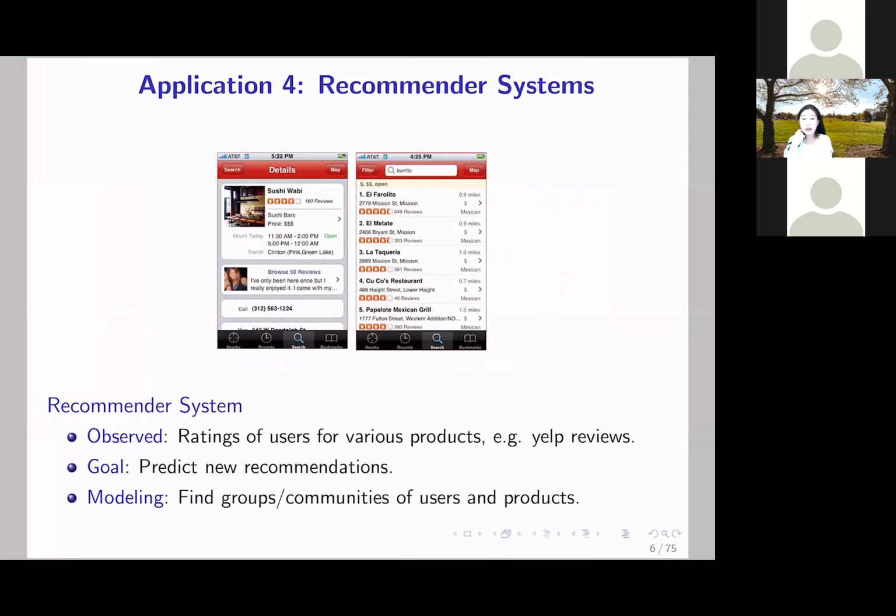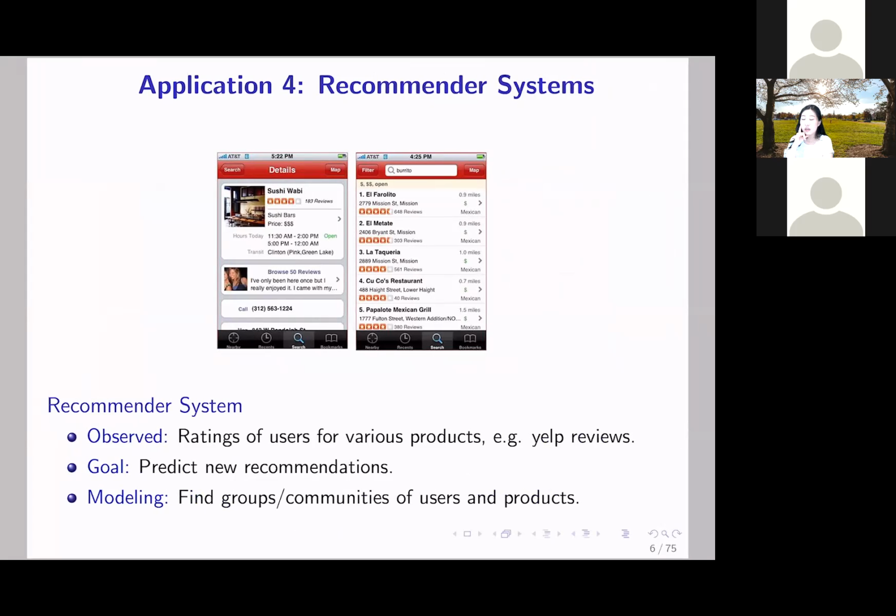So yet another application is the recommender system. I can think of it as a special case of the social network, but it's drastically different in terms of the edge, because in social networks, the edge is just whether we're friends or not, whether there is a connection between the nodes or not.